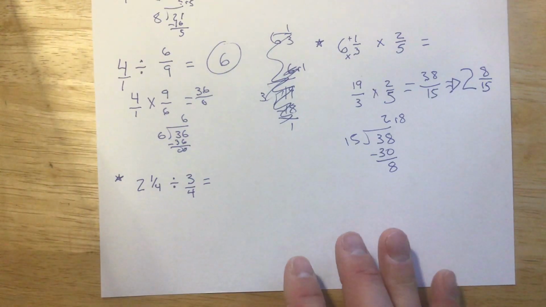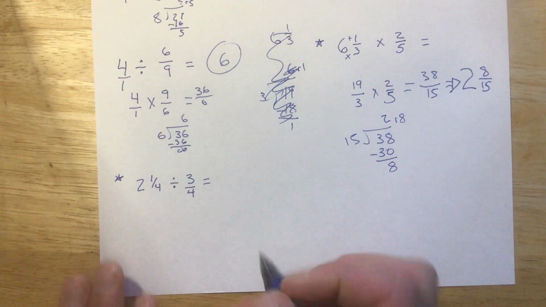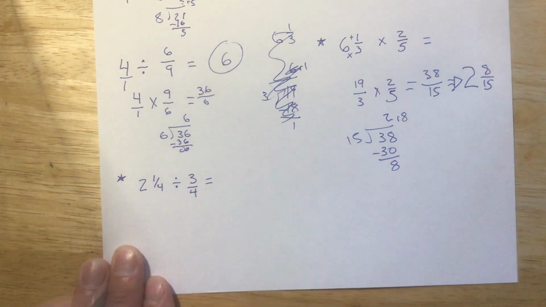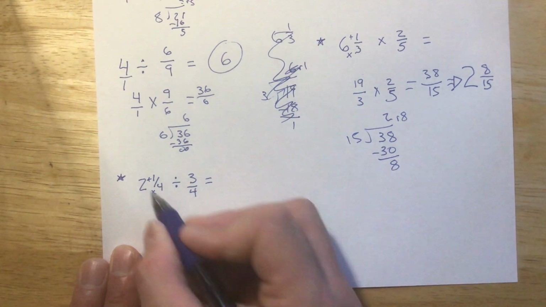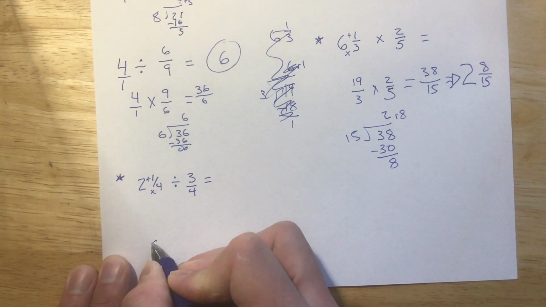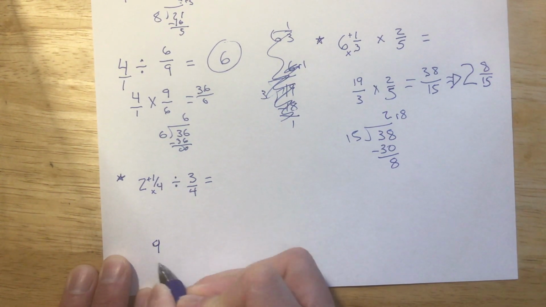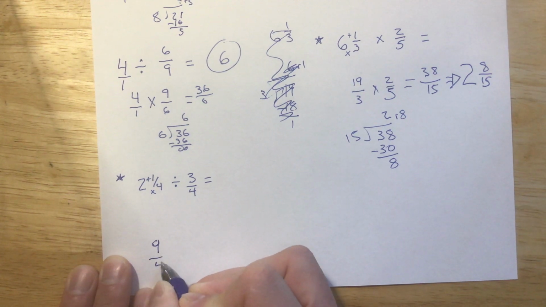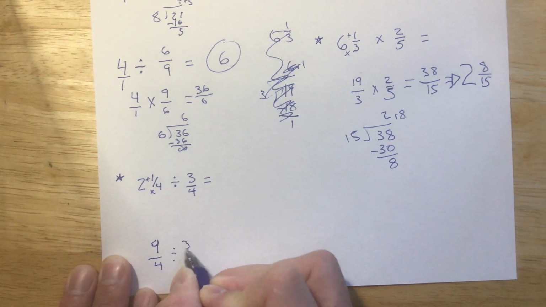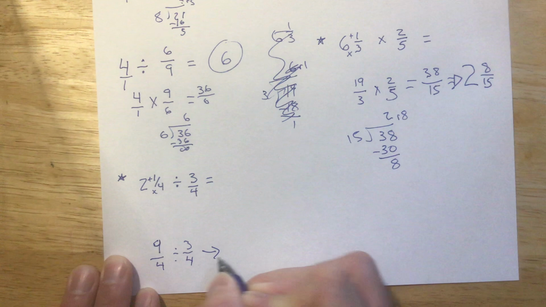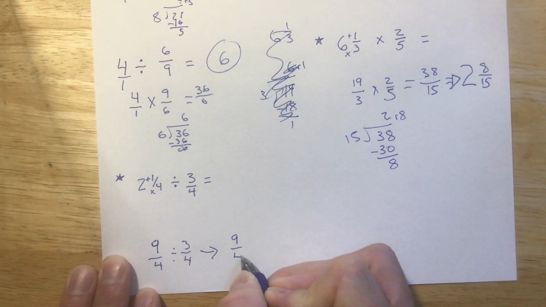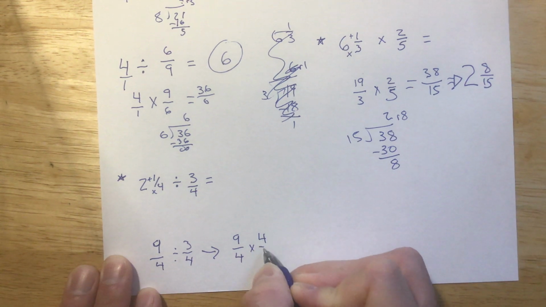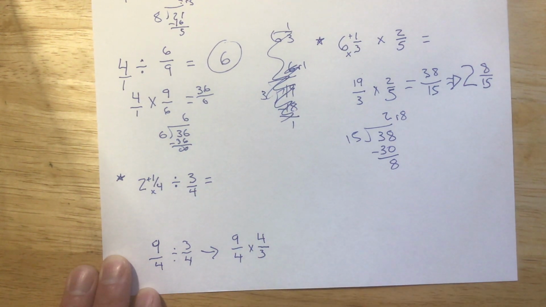One final example. Now we're doing division. It's the same thing. I got a mixed number, cannot deal with that. So I times it by the bottom, I add it to the top. 2 times 4 is 8, plus 1 is 9. So I'm going to have 9/4 divided by 3/4. Well, can't divide. What I can do is multiply by the reciprocal. So 9/4 times 4/3. All right.